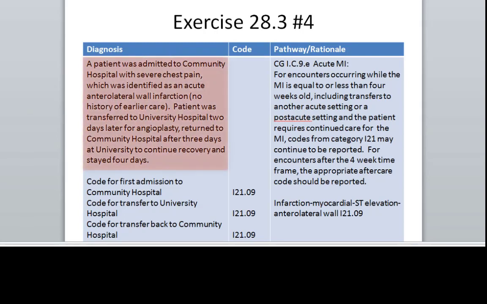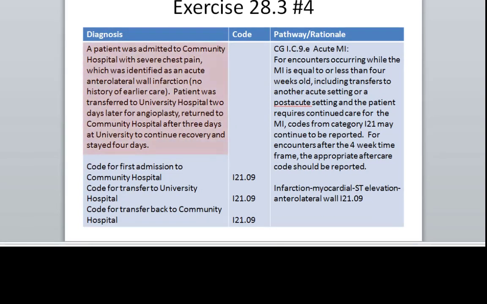The patient was admitted to a community hospital with severe chest pain, identified as an acute anterolateral wall infarction. He was then transferred to university 2 days later for the angioplasty. Then he was brought back to community hospital, and he continued his recovery and stayed there 4 days. And then the question is, what are the codes?